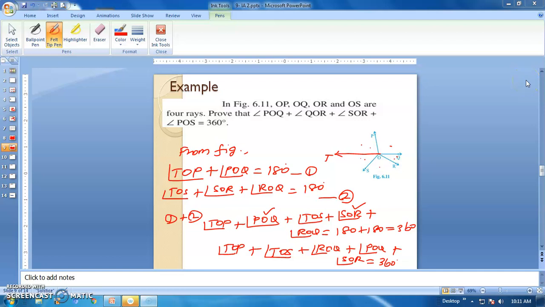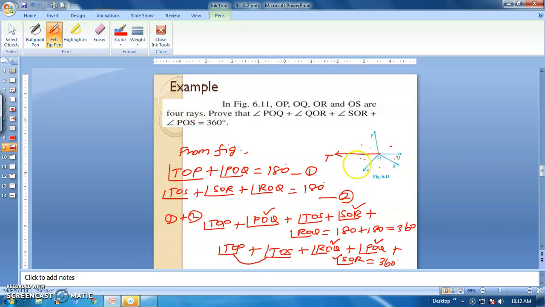Let us continue the slides now. So here, when we compare, POQ is there, and QOR is also here, and SOR is also here, and POS is not here. Instead of that, these two angles are there.